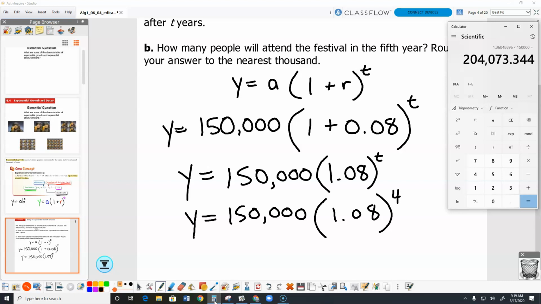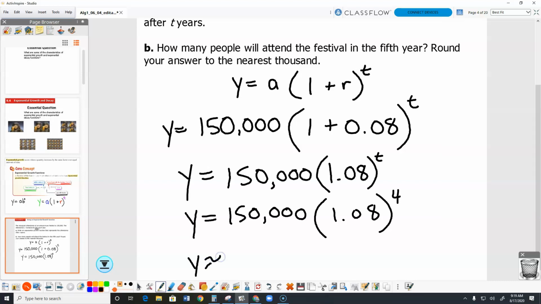240,073.344. Okay, now we're talking about actual people here, so I can't have a 0.344 of a person. I'm not going to have a third of a person, so that means my answer is going to be approximately 240,073.